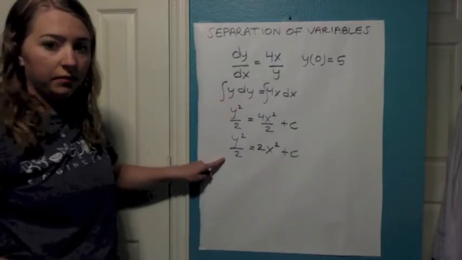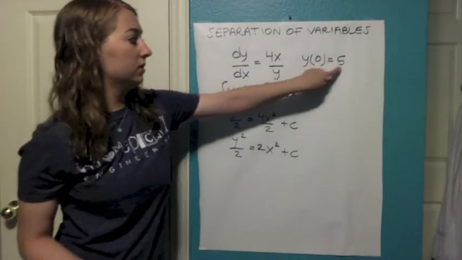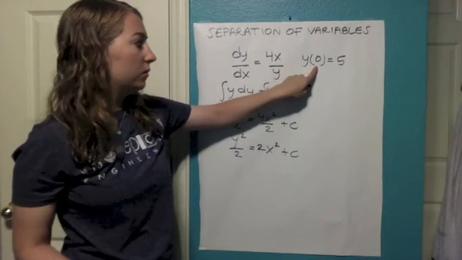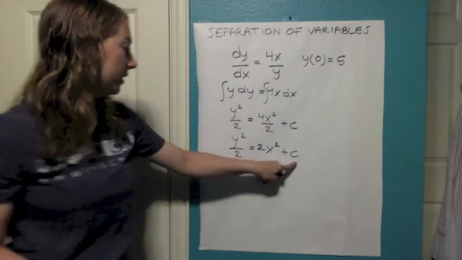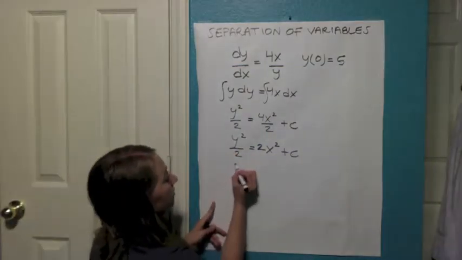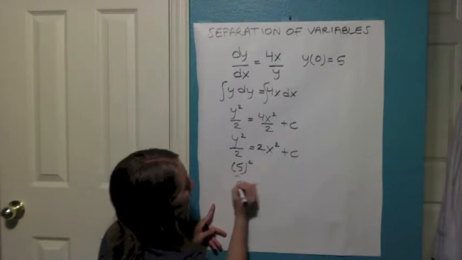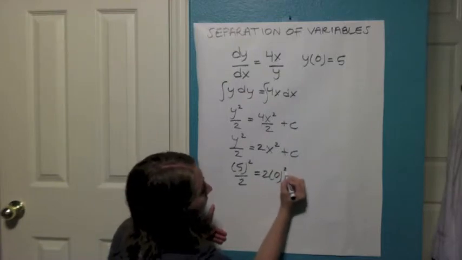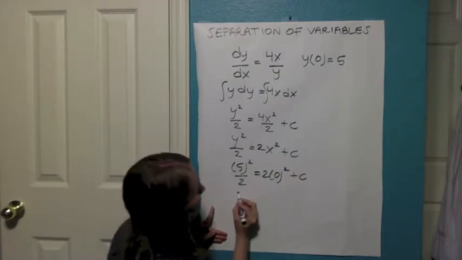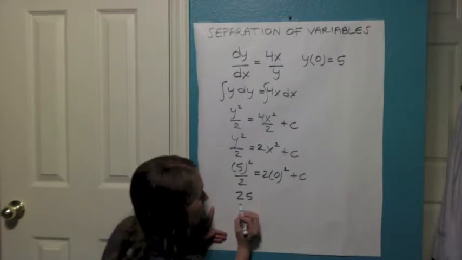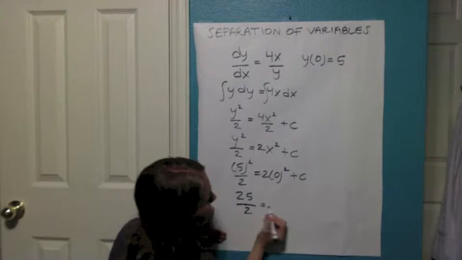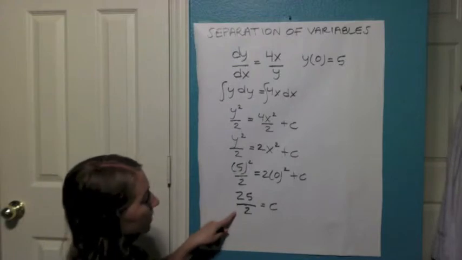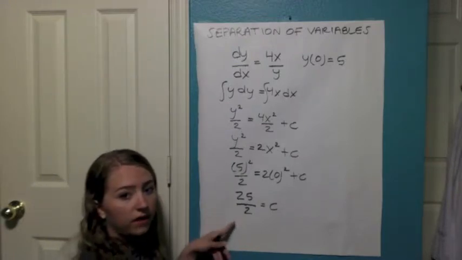Now your final step is going to be to plug back these. So wherever there is an x, you're going to plug in 0, and wherever there's a y, you're going to plug in 5 to find the value of c. So we get 5 squared over 2 equals 2 times 0 squared plus c, and this would be 25 over 2, and since 0 squared equals 0, we just get c on this side. So now you know that c equals 25 over 2.